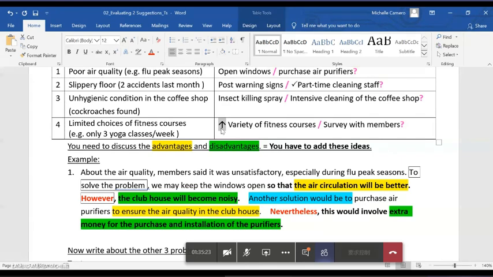This usually, the up arrow means something like increase, enhance, or add, or improve. So we're going to have to use some sort of word to show this. And then we have variety of fitness courses and survey with members. Survey, be careful. This can be used easily as a noun or a verb. So let's see how they use these in sentences, and let's see what the whole paragraph would look like.